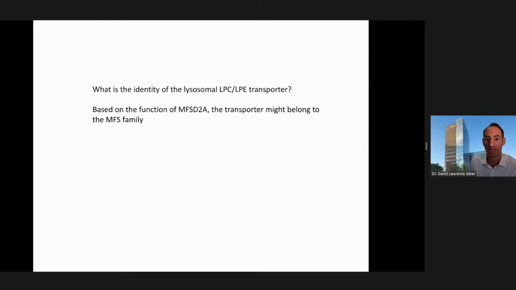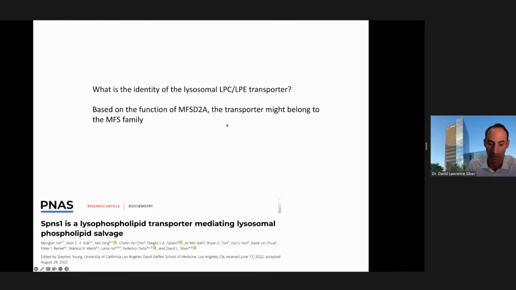So what is the identity of the lysosomal LPC transporter? Based on comparative biology and comparative biochemistry in evolution, that MFSE2A mediates LPC transport, we hypothesized that the transporter probably belongs to this family of MFS proteins. And that's this paper that was recently published by my laboratory. I'd like to go into some of the details here because there are some interesting comparisons to MFSE2A that I'd like to make.